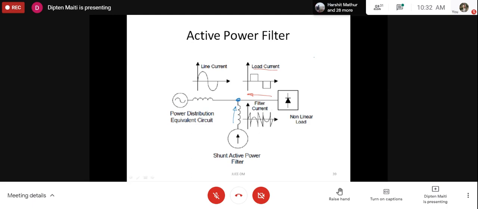An active filter can be connected in series also. In that case, it would be able to better the voltage waveform. It would modify the voltage waveform such that the voltage supplied at the load becomes more or less sinusoidal. So this way, a shunt active power filter would operate. Any confusion here, please ask me.